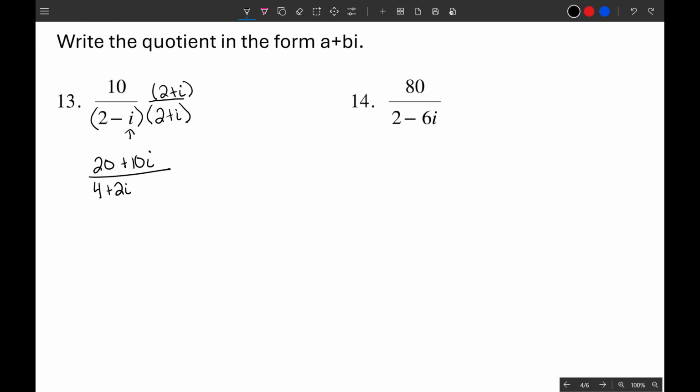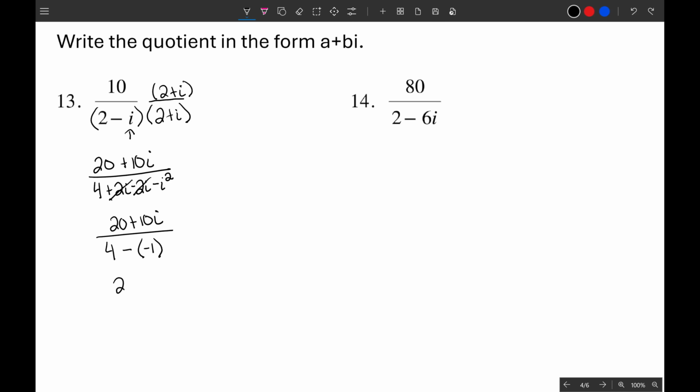Negative i times 2 is negative 2i. And negative i times positive i is negative i squared. So on the top, there's really nothing left for me to do there. I don't have any like terms. It's already written in a plus bi. On the bottom, anything with an i should go away because I've used the conjugate. Well, I have 2i and negative 2i. I know that's going to cancel. I also know that I need to replace this i squared with negative 1.